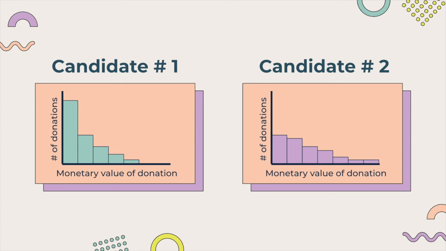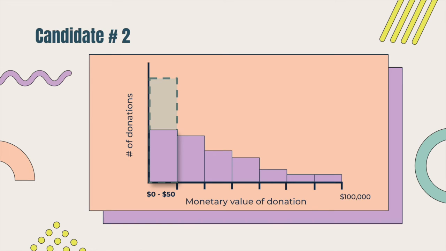Let's compare these results to candidate 2. Candidate 2 had fewer donations that were less than $50 compared to candidate 1. At the same time, they had a few very large donations, while candidate 1 had none. Even though there aren't many large donations, they contribute a lot to the overall sum of the money raised.